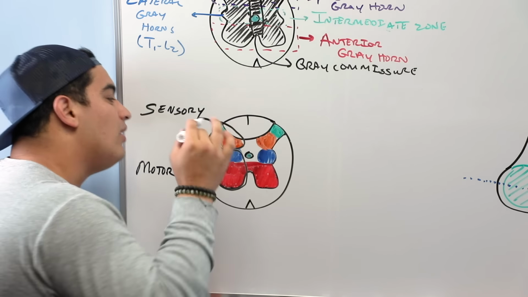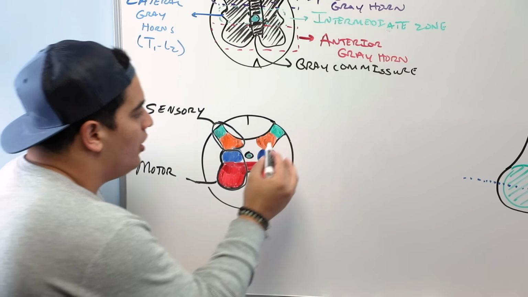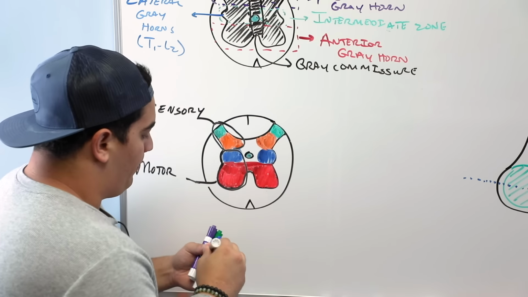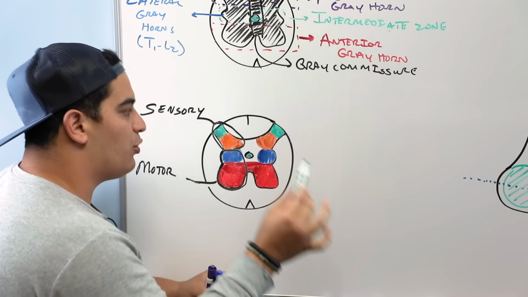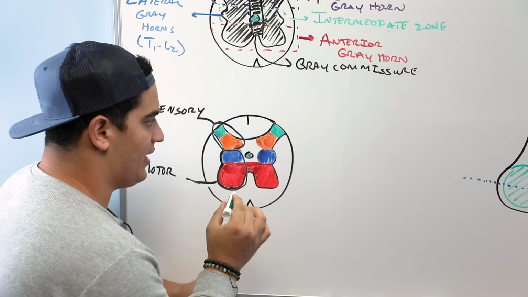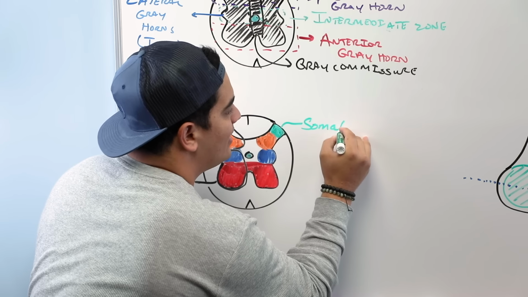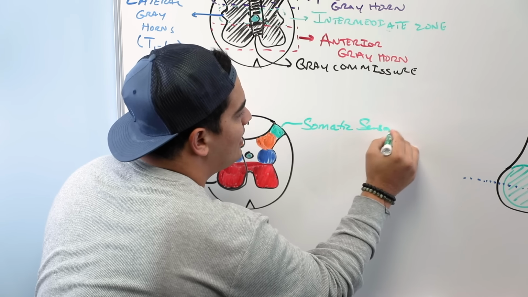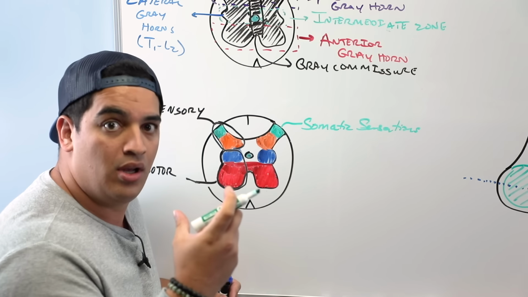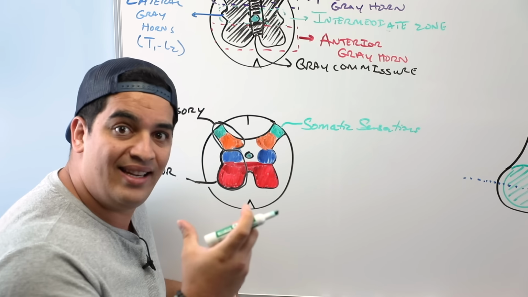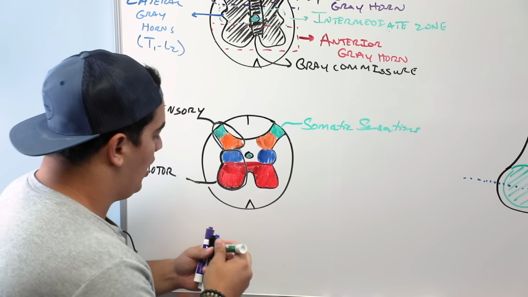Let's break it down even a little bit more. When we look at the posterior gray horn, what I want you to remember is that it's picking up sensations. It's sensory neurons which are located in this area. It's going to be sensory neurons here in green. I want you to remember that they're picking up somatic sensations. What does that mean? Somatic sensations means it's picking up sensations from the skin, from your skeletal muscles, from your joints, from your tendons, from your ligaments, and things like that.